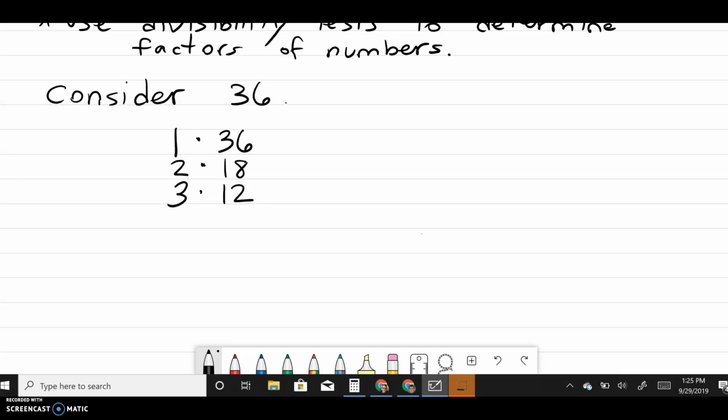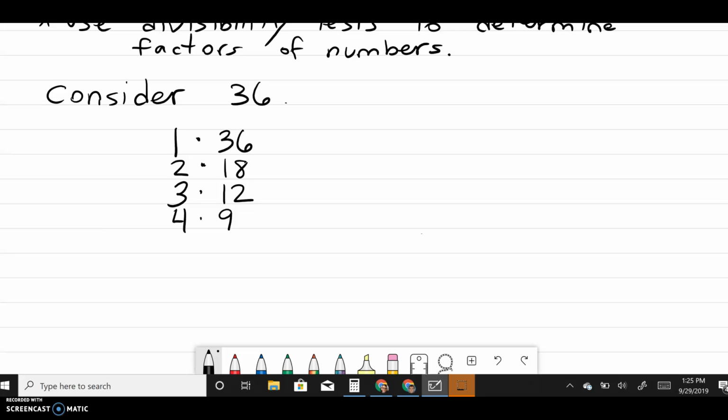Next, you would try 4. Remember, the rule for 4 is that if it's a multiple of 4, that means you can divide it by 4, and 4 times 9 would actually give you 36. Next, we would check 5, but remember the rule for 5 is that the number has to end in a 5 or a 0. So right away I can tell this is not a factor. 5 is not a factor because it does not end in 5. So 5 would not work.